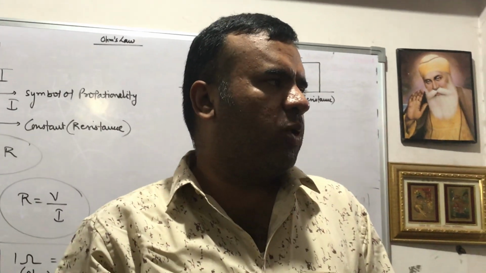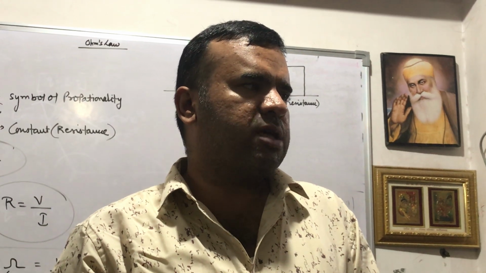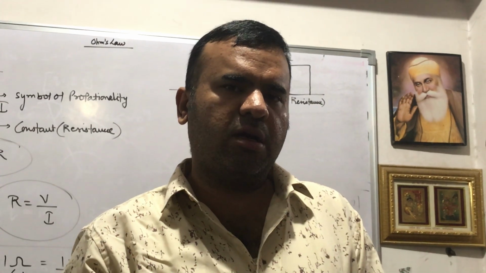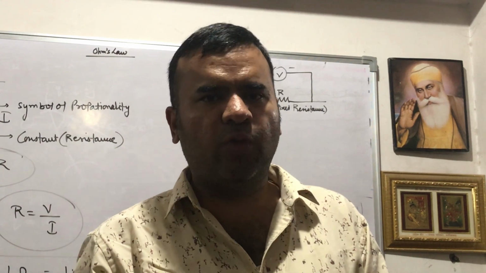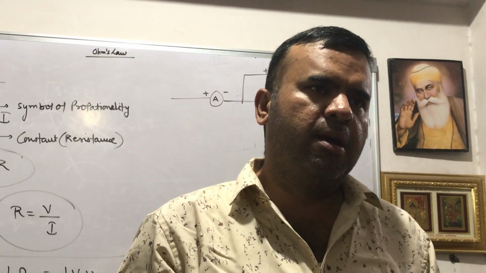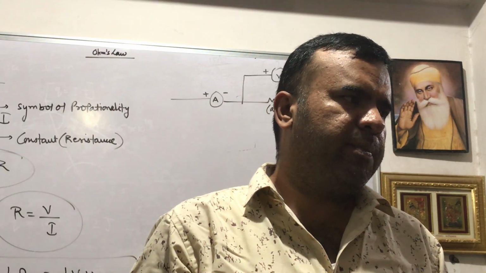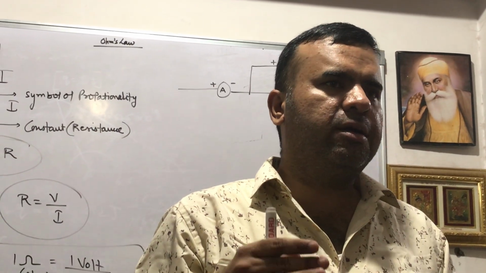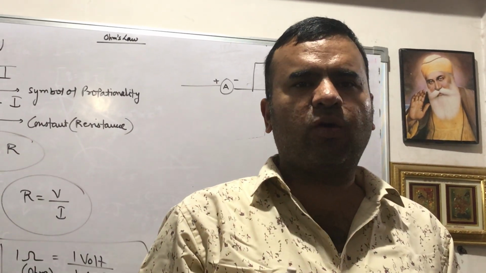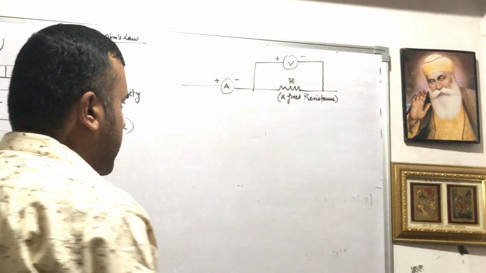Right now you have to keep only one thing in mind: in series combination, voltage across different resistors is different, and the same current flows across different resistors. But in parallel combination, voltage remains the same across different resistors, and current is different across different resistors in parallel. We will study that in detail later on in the chapter.